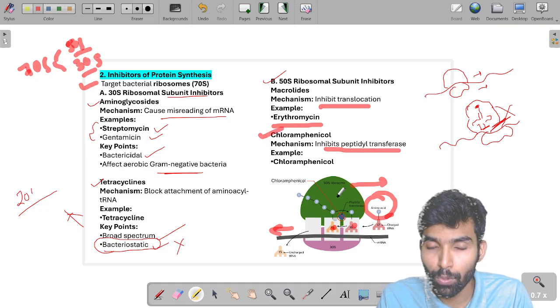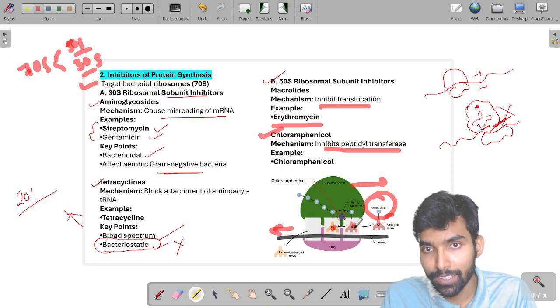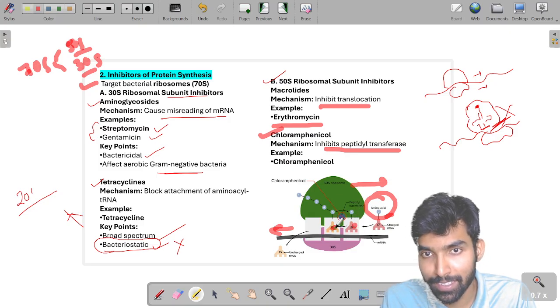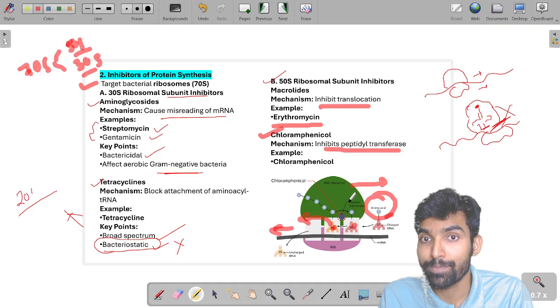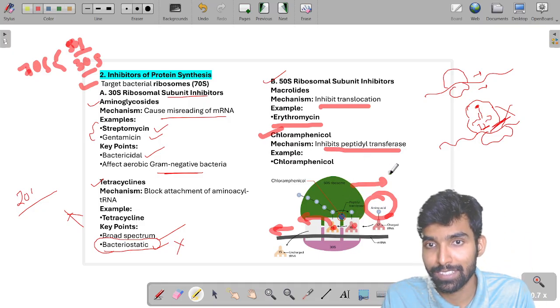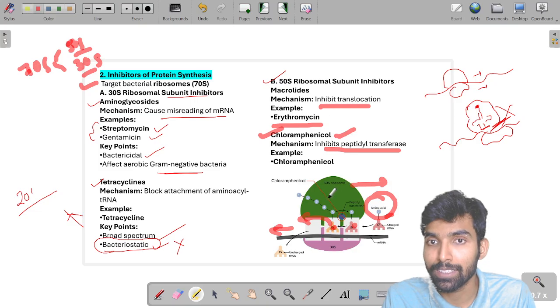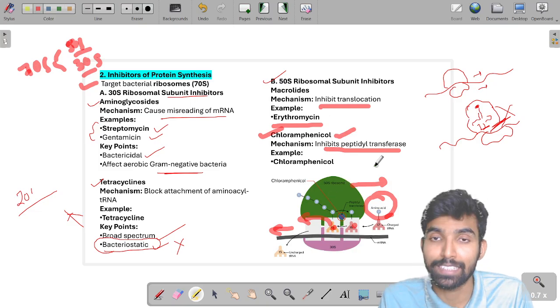So if you know how translation occurs, let's say this is one side, this is another side. Now when this tRNA leaves from this particular site, what will happen? It has to transfer this polypeptide chain to this. That's called transferase. So this polypeptide chain is here. Now it needs to be transferred to this particular place. That's called transfer, and that's done by peptidyl transferase. Okay, this transfer is done by peptidyl transferase. Now chloramphenicol is the antibiotic that inhibits this transferase enzyme.